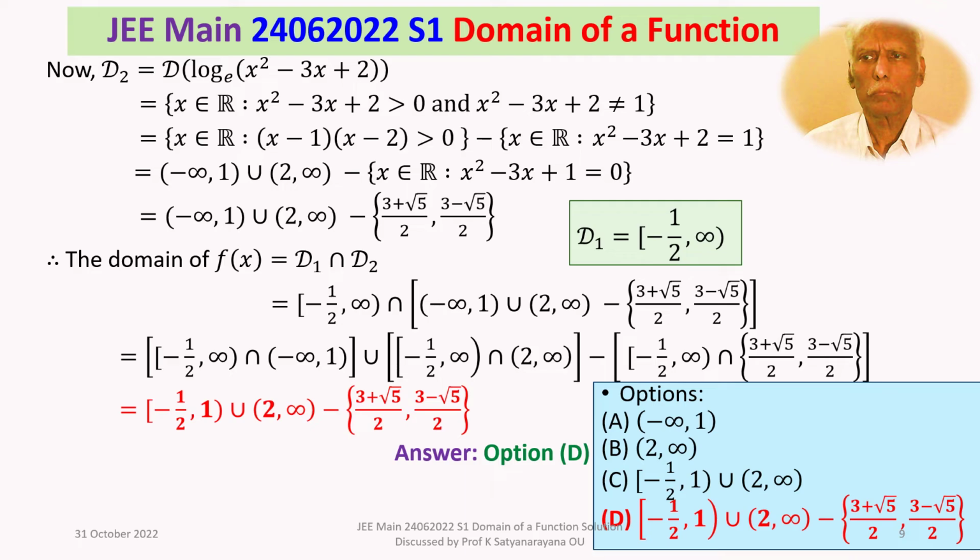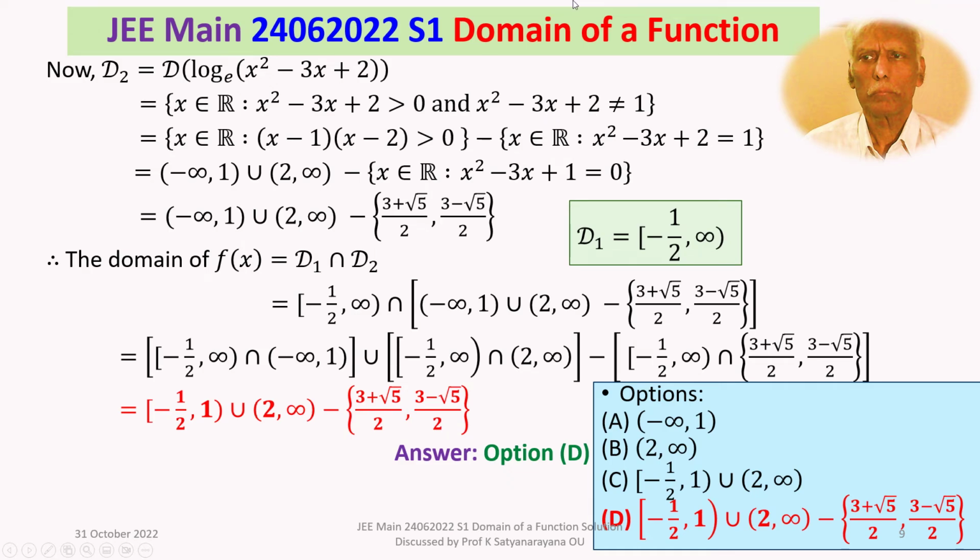Now what they will do is this: the logarithm of x² - 3x + 2 to the base e lies in the denominator. Therefore, x² - 3x + 2 should not be equal to 1. That they will guess. And this is a quadratic, therefore it has 2 roots. These 2 roots are this. So therefore, your domain should not contain these 2 because this is sitting in the denominator. So these points are to be avoided.